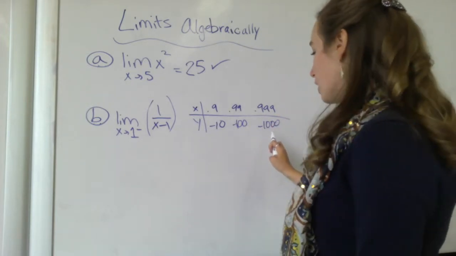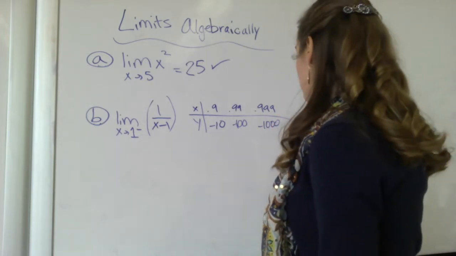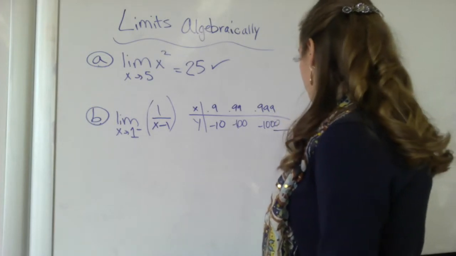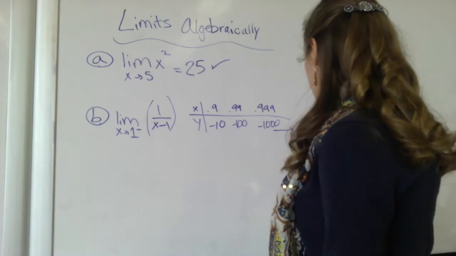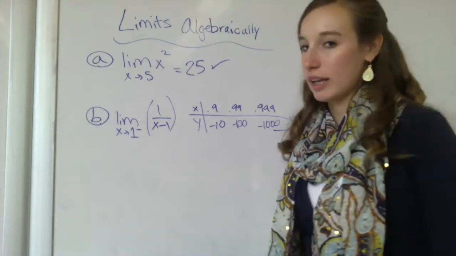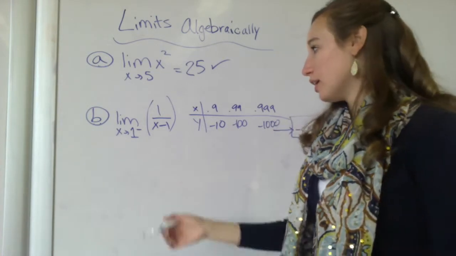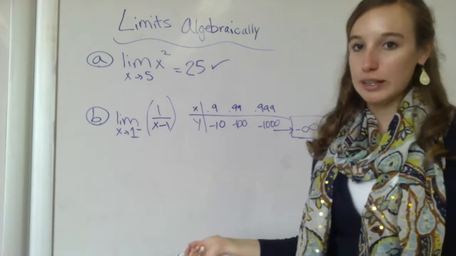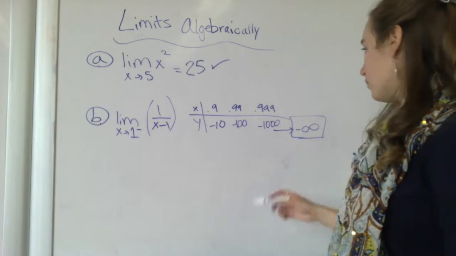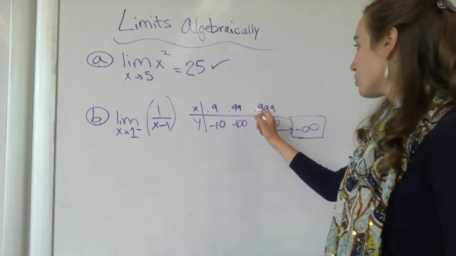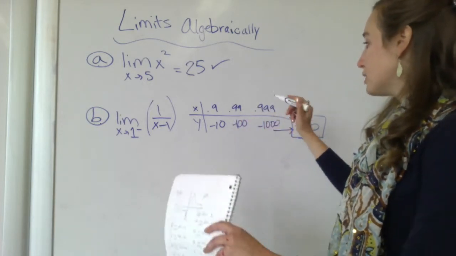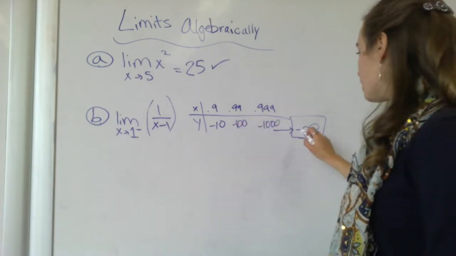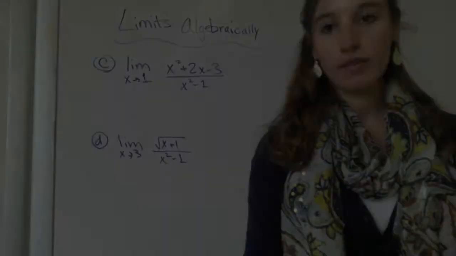And it's approaching -1000. So as the number gets closer and closer to 1, it approaches a higher number to the negatives. So you're approaching negative infinity. The limit as x goes to 1 from the left-hand side of 1 over x minus 1 approaches negative infinity. Because as you get closer and closer to 1 from the left, you get farther and farther away as you approach negative infinity.